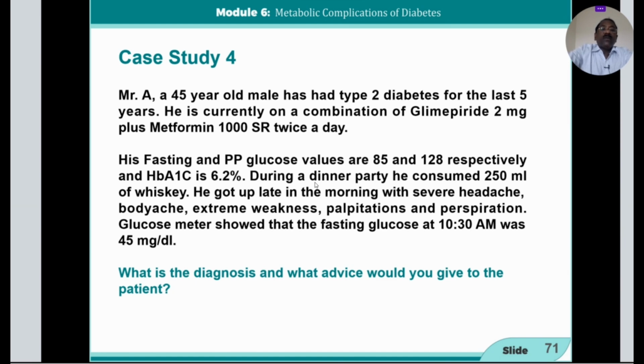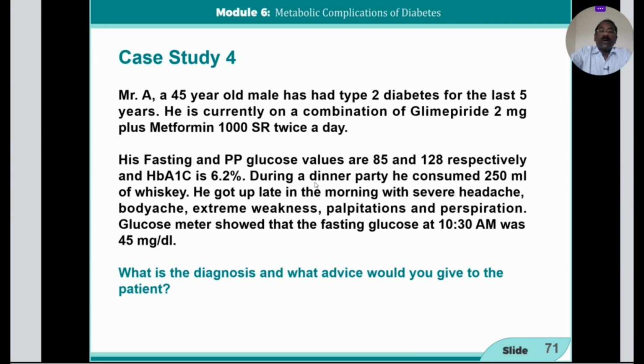Here is a 45-year-old male, type 2 diabetes for the last 5 years. He is currently on a combination of glimepiride 2 mg plus metformin 1000 mg twice a day. So he is getting glimepiride 4 milligrams a day and metformin 2000 milligrams a day. Fasting and PP are 85 and 128. HbA1c 6.2. During a dinner party, he consumed 250 ml of whiskey.